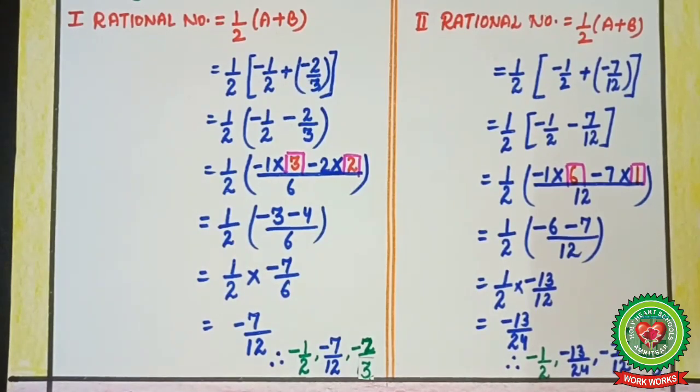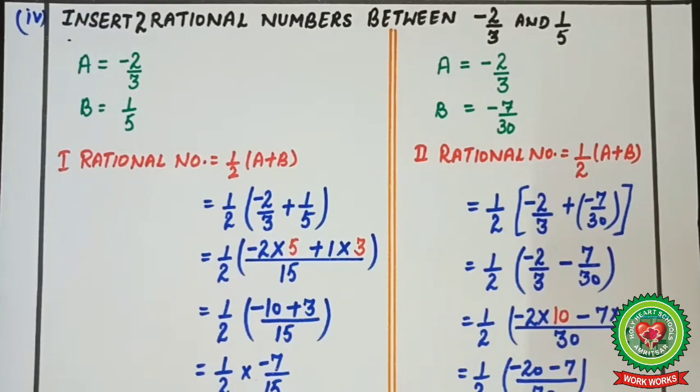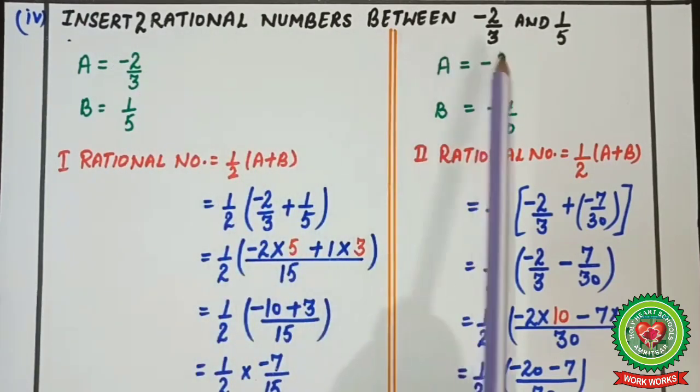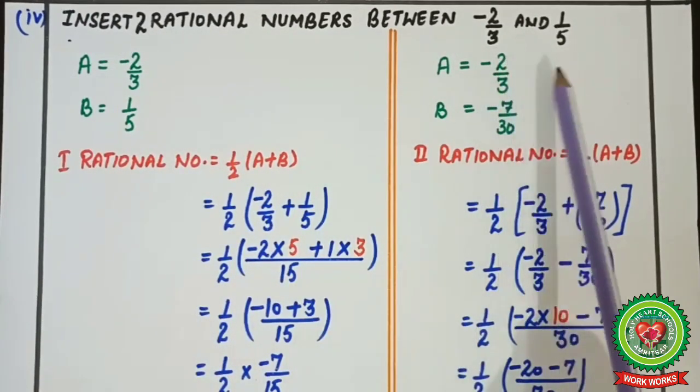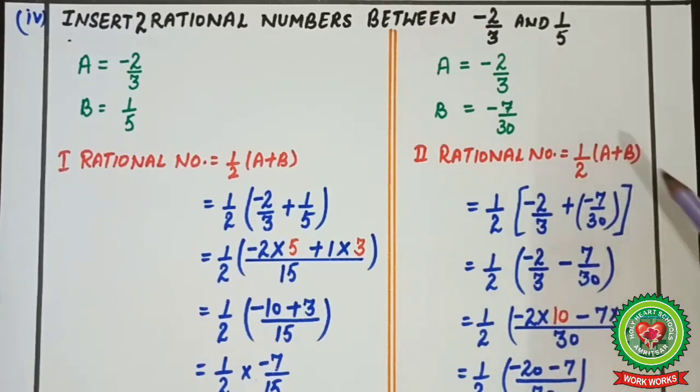All right. So in this way we have found the two rational numbers between two given numbers. So now move to the next example. First of all we will read the statement: insert two rational numbers between minus 2 upon 3 and 1 upon 5.